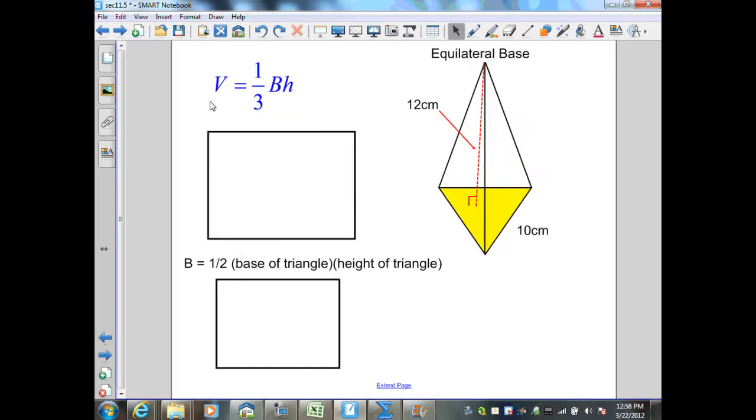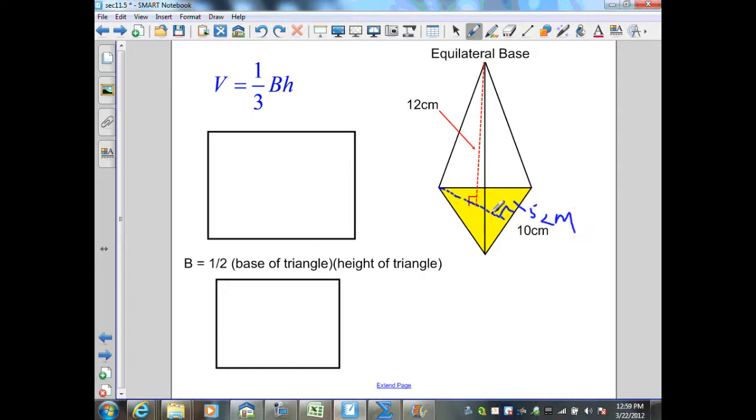In the next example, I'm given an equilateral base. Therefore, I know that all segments of the base are congruent. I need to determine the area of that equilateral base, so I need to know the height of that base triangle. To do that, I'm going to put an altitude from a vertex of the base that will intersect the midpoint of the opposite side, creating a perpendicular segment. Therefore, I know when that bisects, that will give me 5 centimeters.